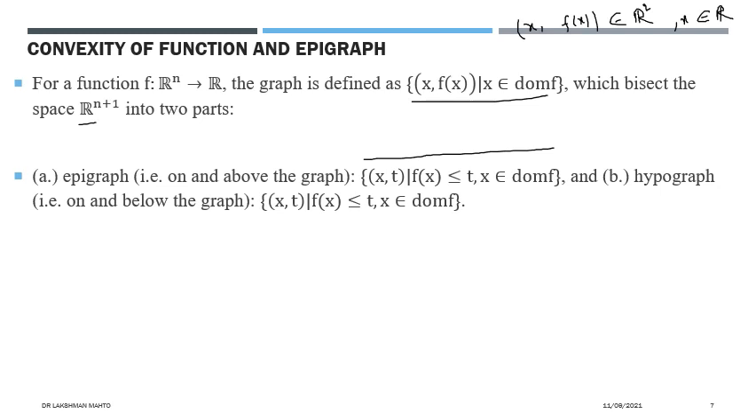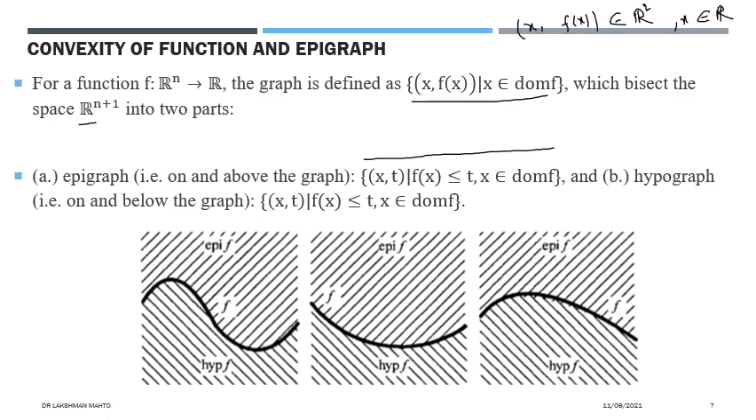So it always does a dichotomy. It is similar to what we had already discussed about what a separating hyperplane does. It always divides the given linear space into two parts, one is the upper half space, another one is the lower half space. The same thing is done by a function. If you take a function, then the graph of the function always divides the corresponding n plus 1 dimensional space into two parts. One is the epigraph, another one is the hypograph.